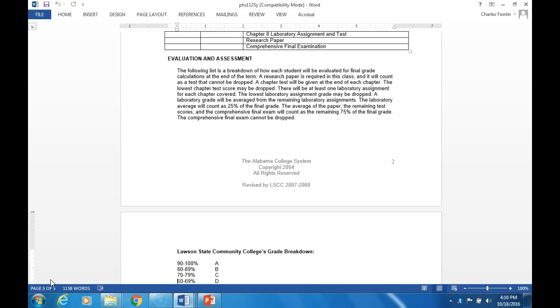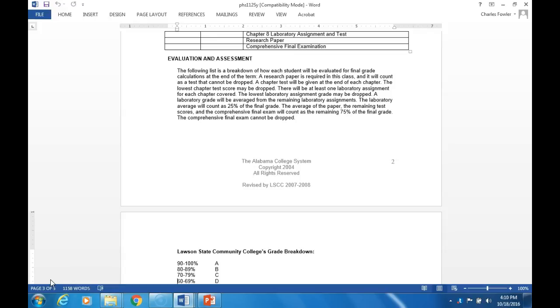Okay, evaluation and assessment. The following list is a breakdown of how each student will be evaluated for the final grade calculations at the end of the term. The research paper is required for the class. Not optional, not droppable, okay? It will count as a test score that cannot be dropped. Research paper can't be dropped.